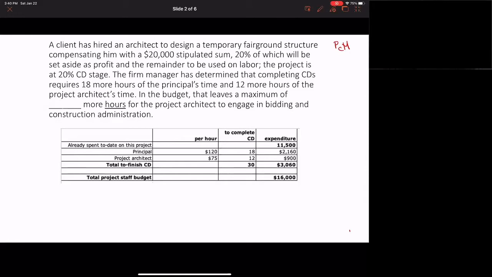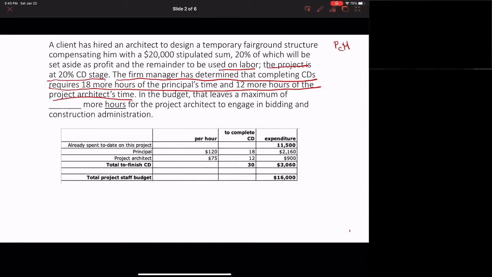And the remainder to be used on labor. The project is at a 20% CD stage. It's actually pretty much irrelevant to the question. The firm manager has determined that completing CDs requires 18 more hours of the principal's time and 12 more hours of the project architect's time. In the budget, that leaves a maximum of blank more hours for the project architect to engage in bidding and construction administration. So what does that mean?